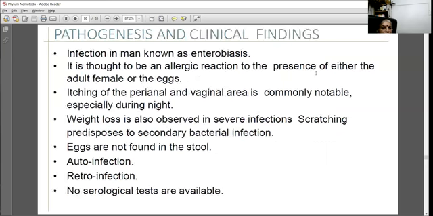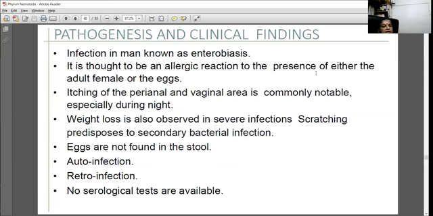Pathogenesis and clinical findings. Infection in man is known as enterobiasis, and it is thought to be an allergic reaction to the presence of either an adult female or the egg. Itching of the perianal and vaginal area is commonly notable, especially during the night. Whenever the infection is severe, all the nutrients are taken up by the worms, and therefore the patient loses weight. Weight loss is observed whenever there is infection from worms.